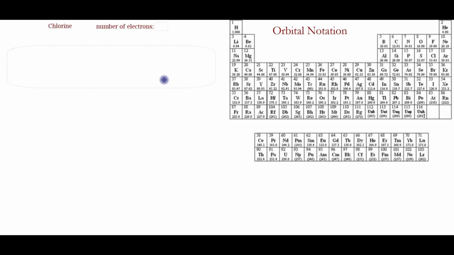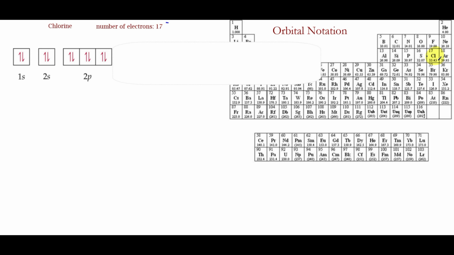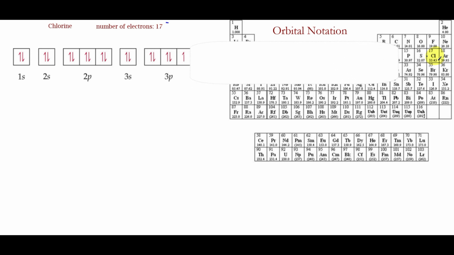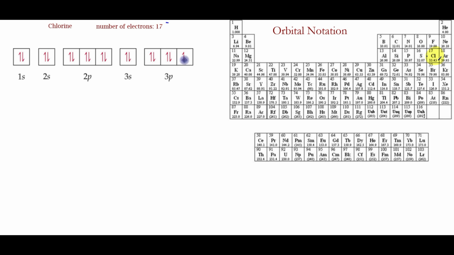Let's try chlorine. Chlorine has 17 electrons. Start filling my 1s. Then I go to my 2s. My 2p is filled. 3s is filled. 3p, 5 electrons. If I add all of those up, they come to 17.